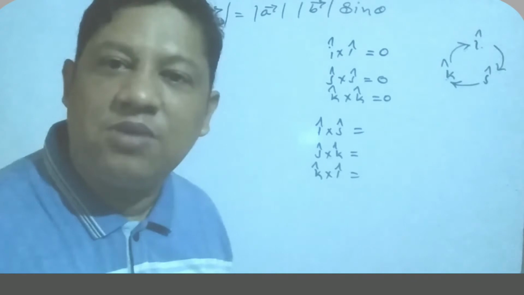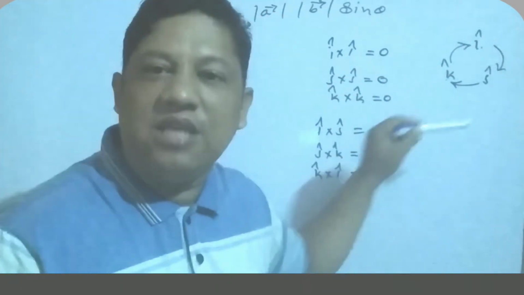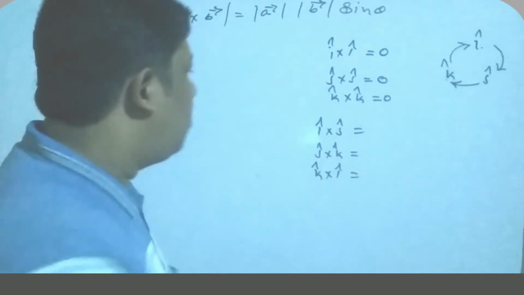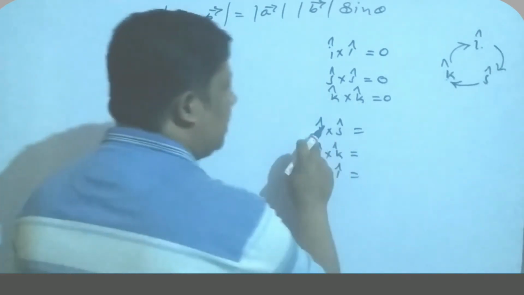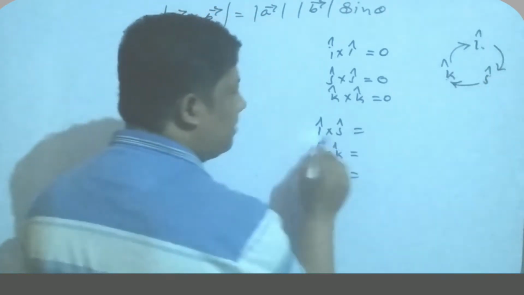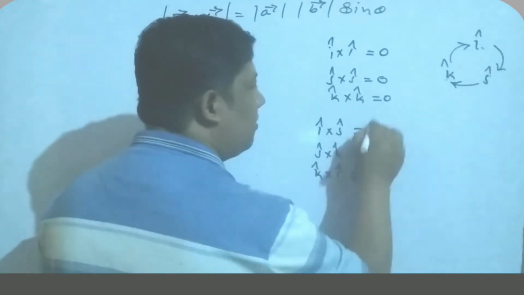Always you have to measure the clockwise directions. If you go anti-clockwise directions, then you have to write a minus sign. So my students, look here, I cross j. If I write here I cross j, that is the clockwise direction, because I goes to j. I cross j, that means I get k.